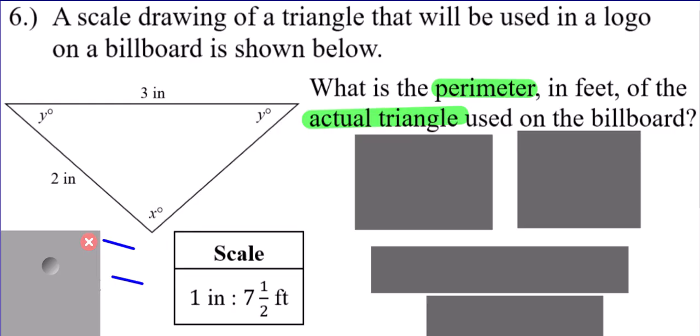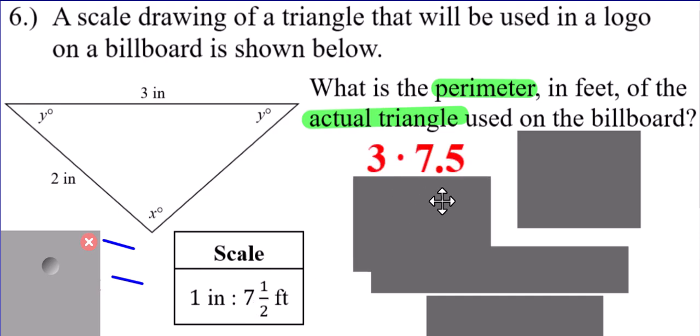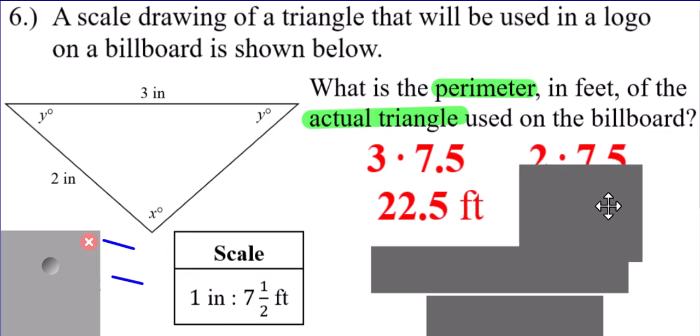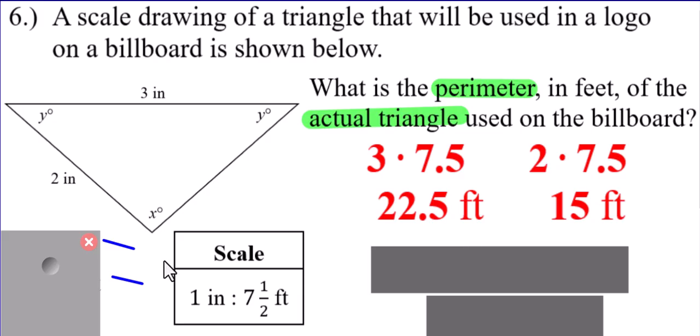Okay, let's see how you did. Did you use the scale? We have 3 inches, but we know every inch is equal to 7.5 feet. So we're going to take 3 times 7.5, making this 22.5 feet. And then we have 2 inches for this diagonal. Take 2 inches times 7.5 feet, and that's going to give you a length of 15 feet.